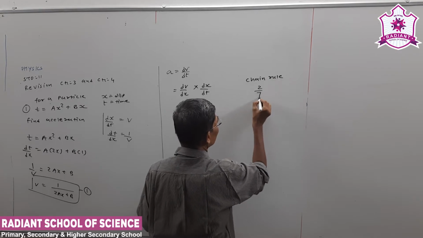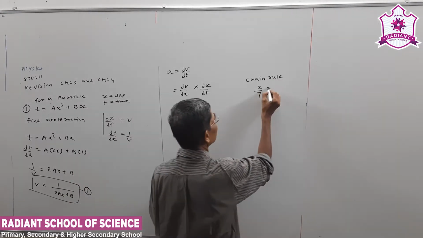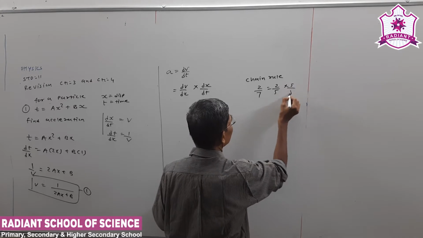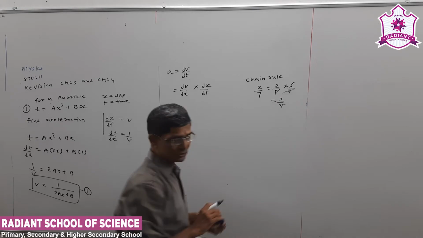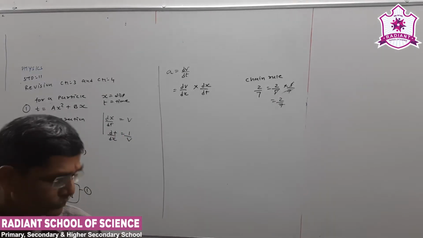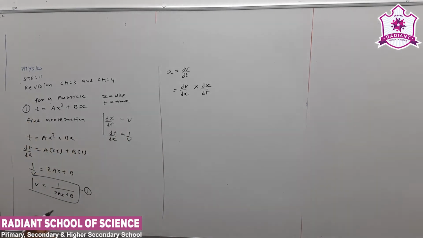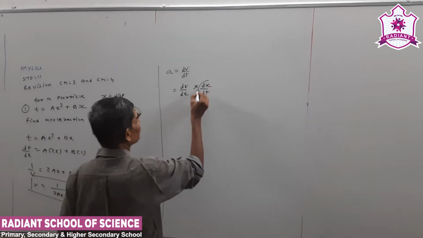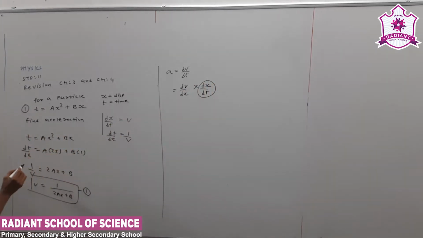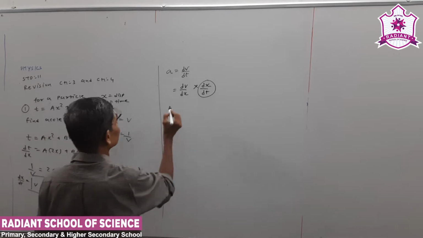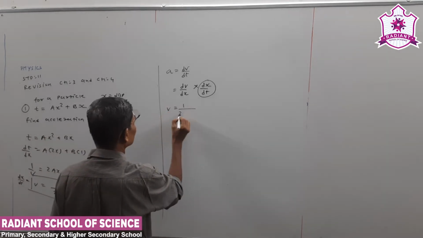It is like this. Suppose I have 2 by 7. If I divide and multiply by 5, there is no change in the value. That is the rule we have to follow. That is called the chain rule. Now, v is given as 1 upon 2ax plus b. dx by dt is v, which is already available to us, so we can use it directly. But first take the derivative of this: v is equal to 1 upon 2ax plus b.